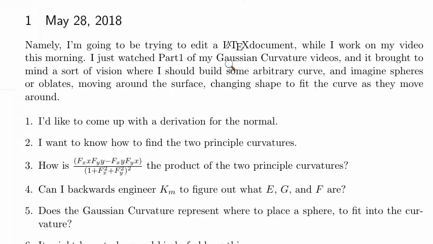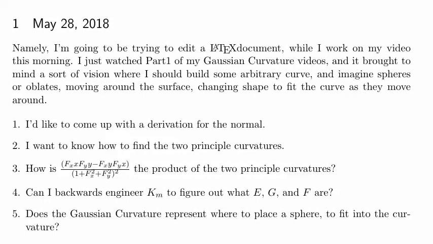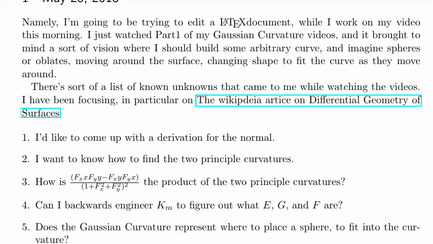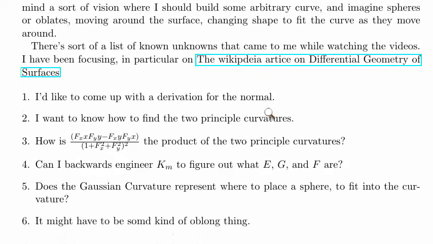I just watched part 1 of my Gaussian curvature videos, and it brought to mind a sort of vision where I should build some arbitrary curve and imagine spheres or oblates moving around the surface, changing shape to fit the curve as they move around. There's sort of a list of known unknowns that came to me while watching the first video.